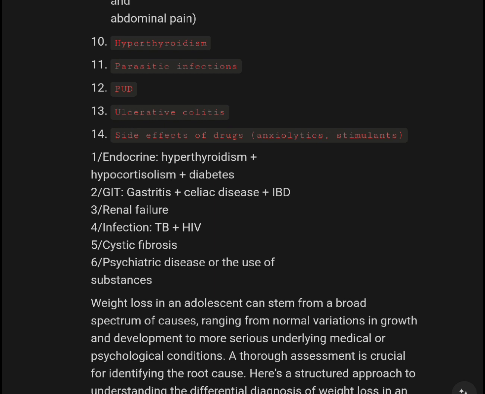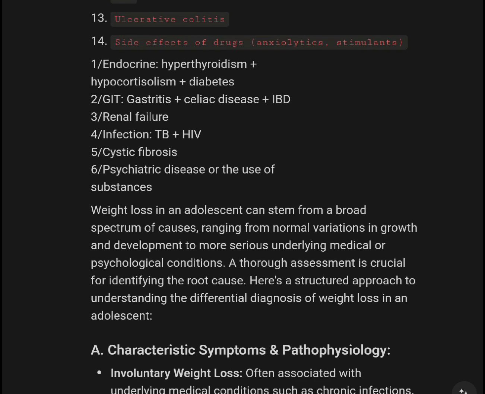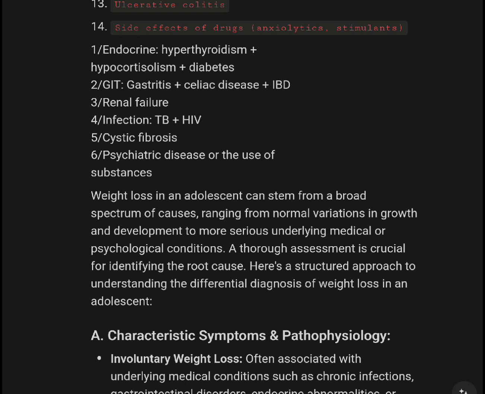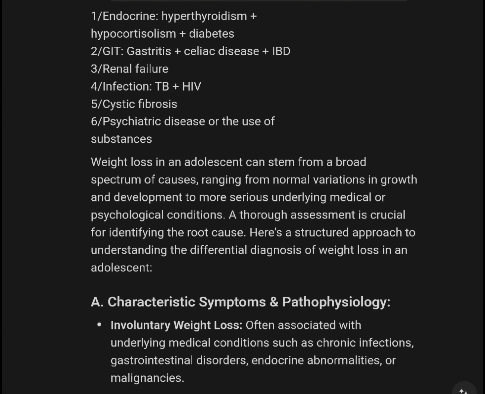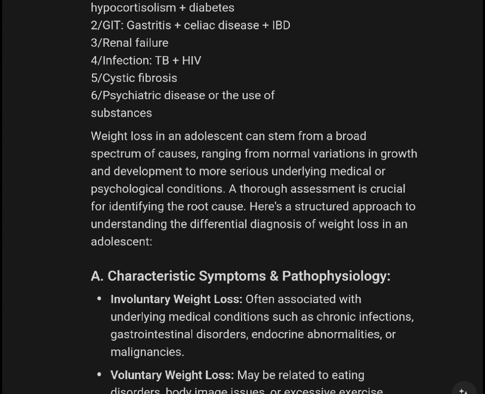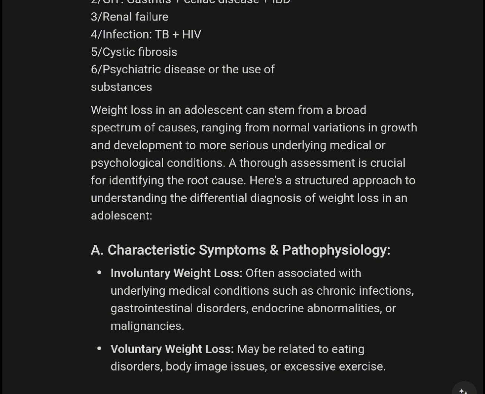hypothyroidism, diabetes, GIT: gastritis, celiac disease, IBD, renal failure, infection: TB, HIV, cystic fibrosis, psychiatric disease, and use of substances. Weight loss in an adolescent can stem from a broad spectrum of causes, ranging from normal variation in growth and development to more serious underlying medical or psychological conditions.